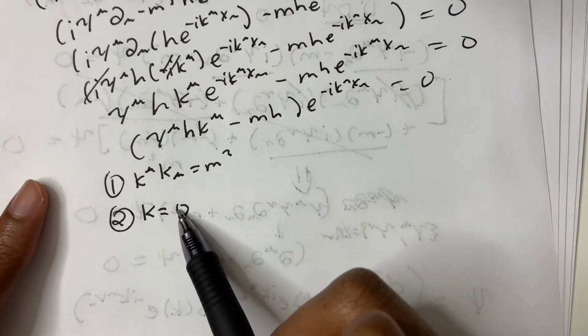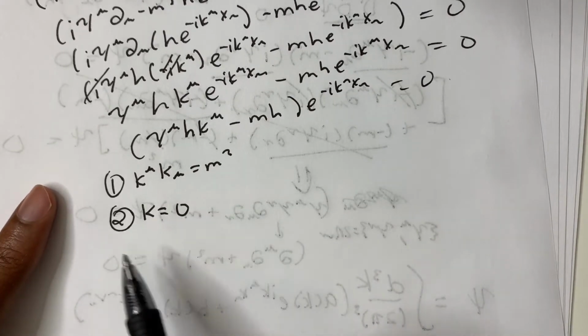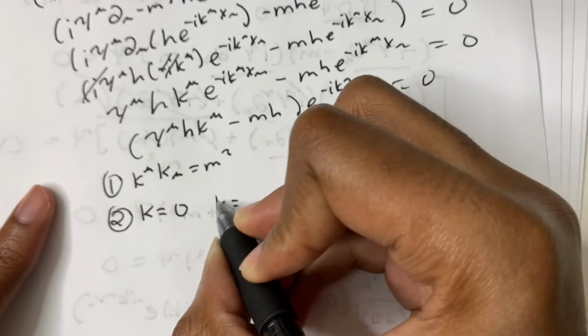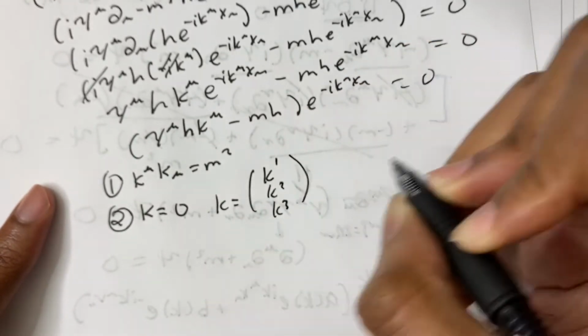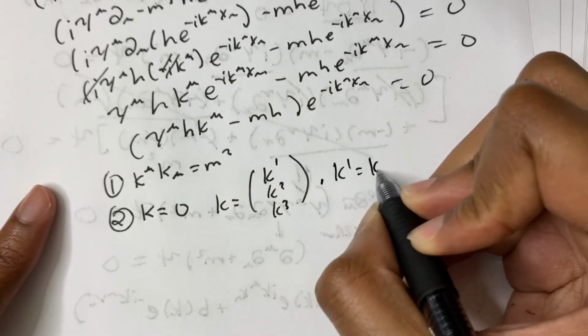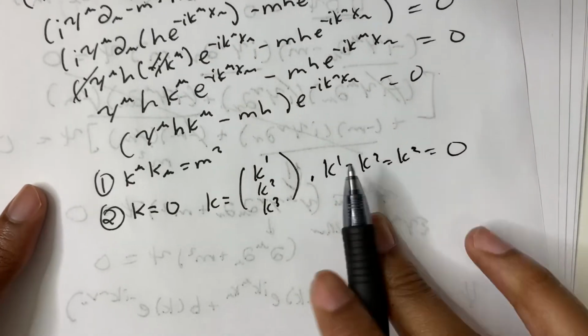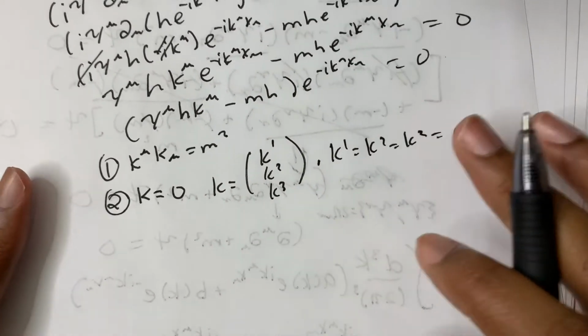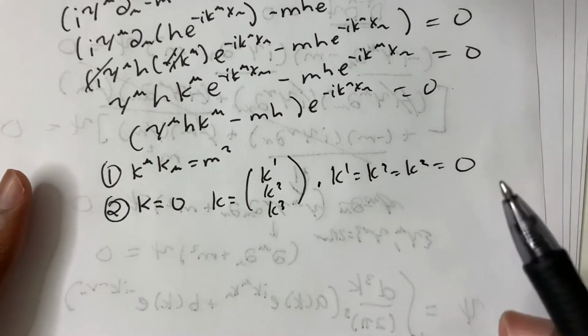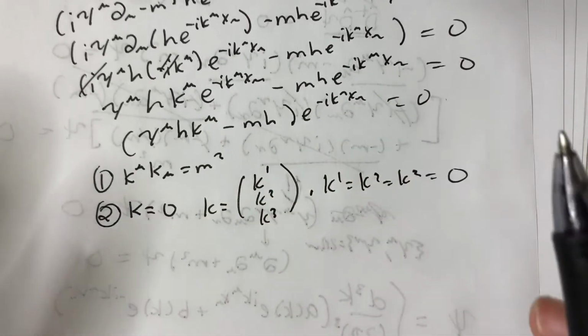So this k vector equals 0. Again, this is the 3-vector. So we are basically saying here that k1 equals k2 equals k3 equals 0. That's the rest frame condition. So using these two conditions, we can actually simplify this part a ton.